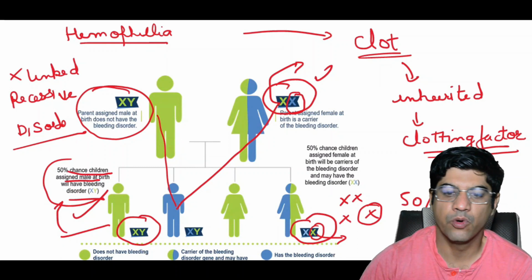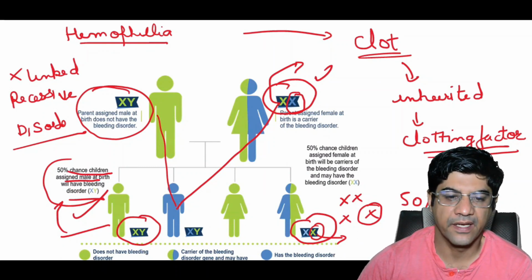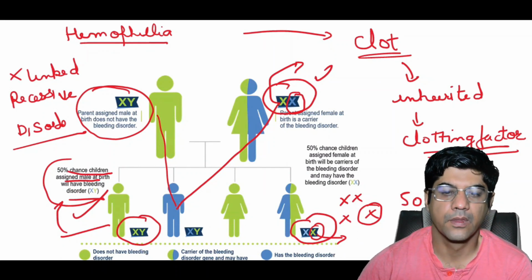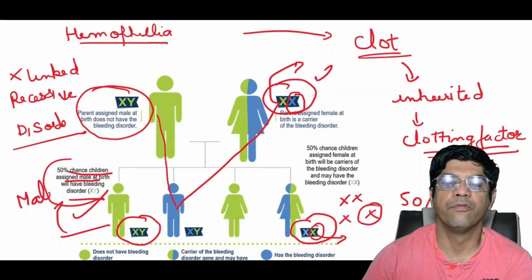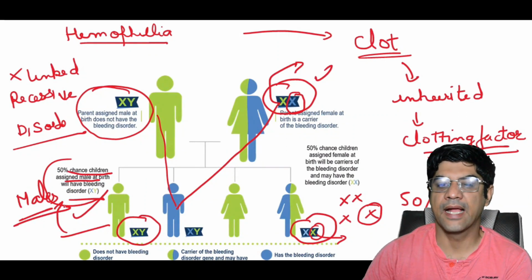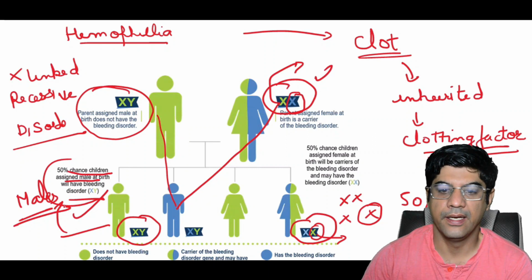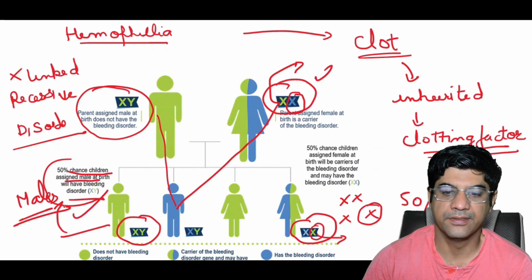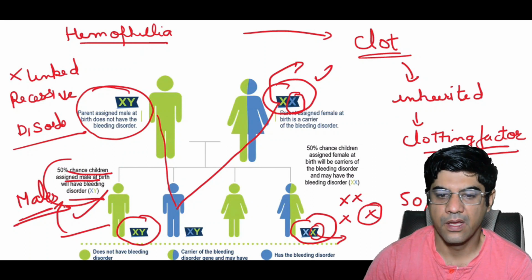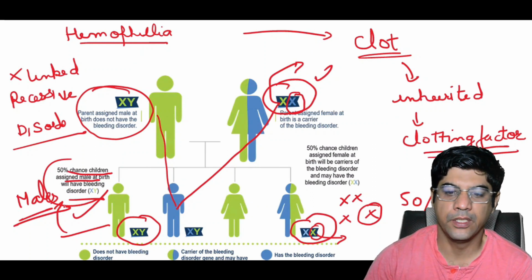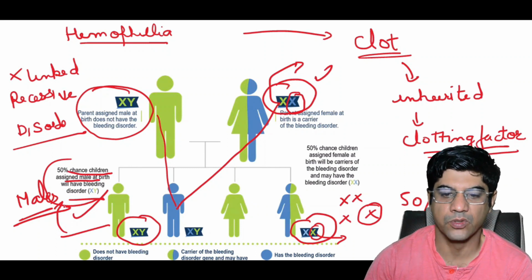So that is why hemophilia affects males more often, as they have only one X chromosome, and if that X has the gene for hemophilia, then they will have the disorder. Females can be carriers and usually do not show the symptoms because they have a second normal X chromosome.